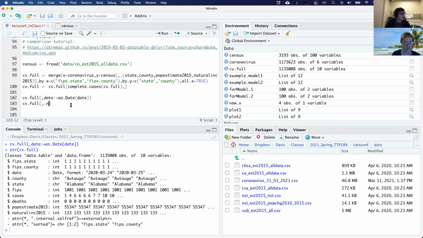I can do something like look at new cases. So again, I think some of this syntax is going to be newly introduced, but hopefully you can see what's going on here. So cases are cumulative cases, and so if I want to do the new cases, I have to take my cases and subtract from the old cases.